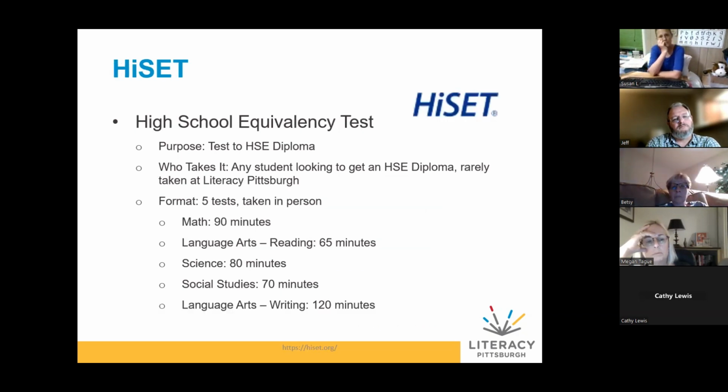And then the other high school equivalency test is called the HiSET, which is a high school equivalency test to earn a high school equivalency diploma. So any student who is looking to get that diploma can take the HiSET, but most Literacy Pittsburgh students do not end up taking this test, and I'll explain why in a little bit. So it is 5 tests, and it's all taken in person. So there's math, language arts reading, science, social studies, and language arts writing.